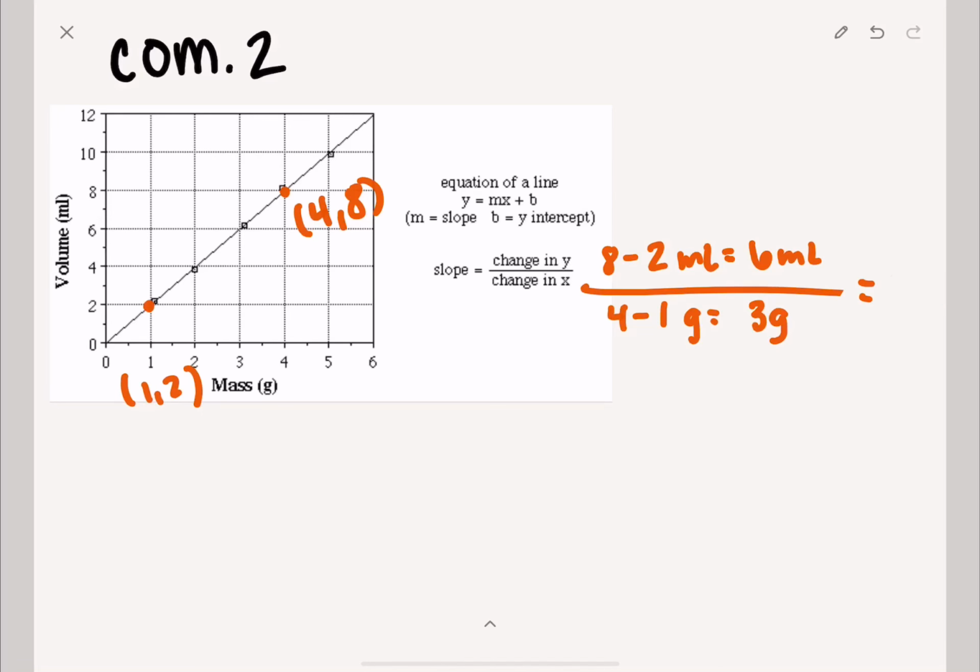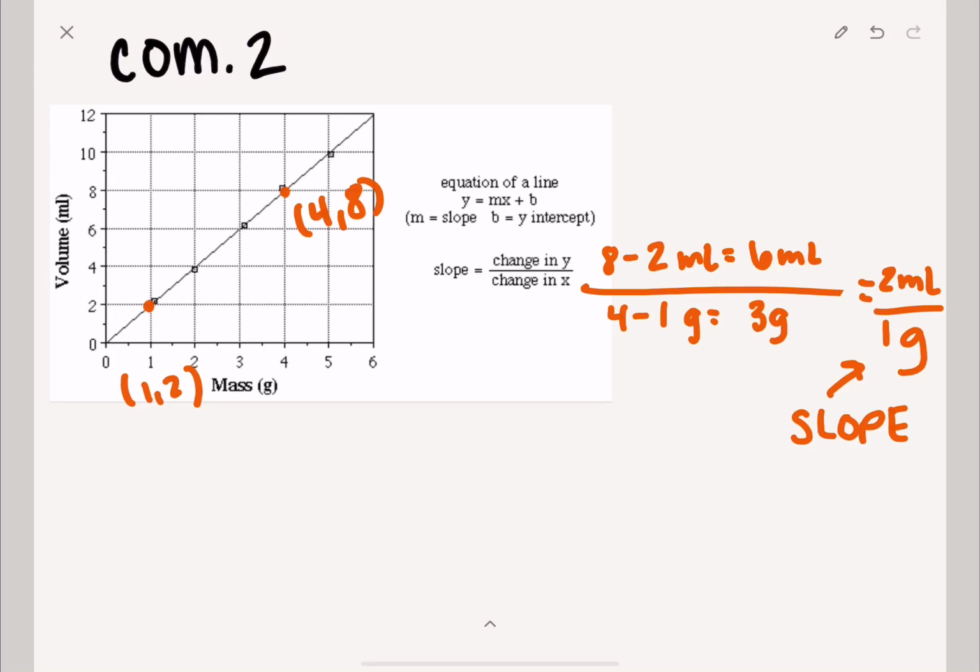I'll fit that on the page here. So we got 2 milliliters for every 1 gram. And that is the inverse of density there, but we don't need to worry about that for our purposes. So that there is my slope.